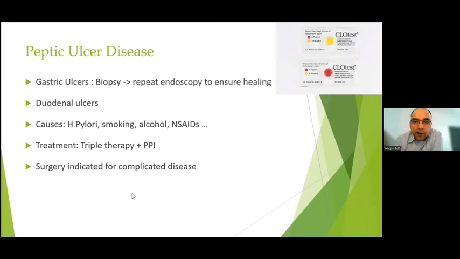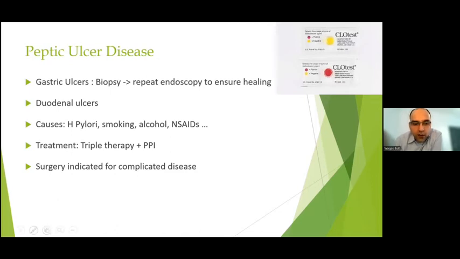Before the advent of PPIs, peptic ulcer disease, distal gastric ulcers, enteral ulcers, they were more common. They led to scarring and fibrosis, gastric outlet obstructions. So a lot of surgery was done for that. But with the advent of PPIs, we don't see complicated ulcer disease that commonly, and those surgeries have gone out of fashion.